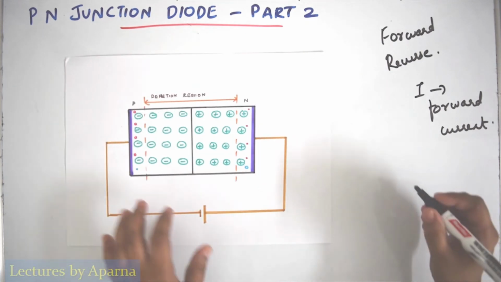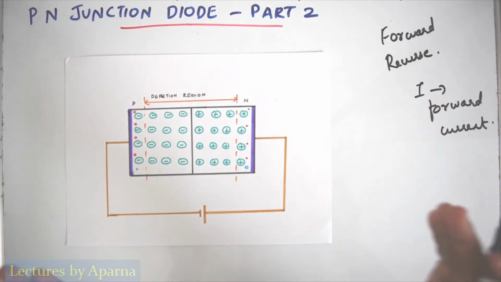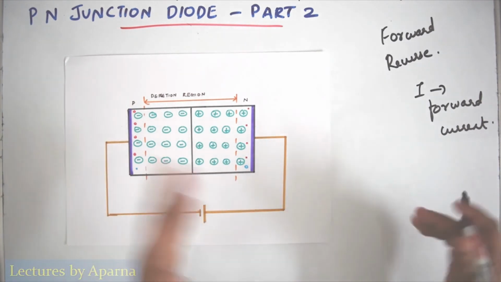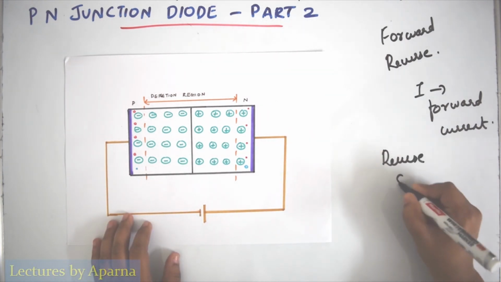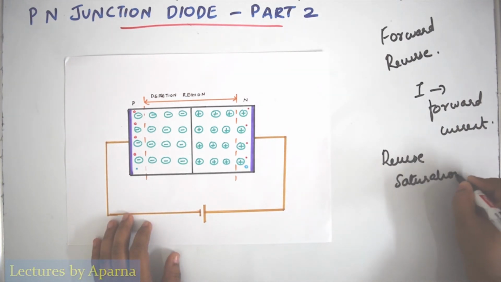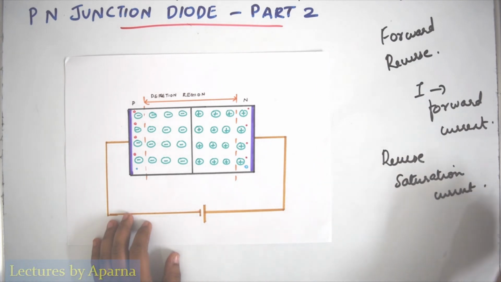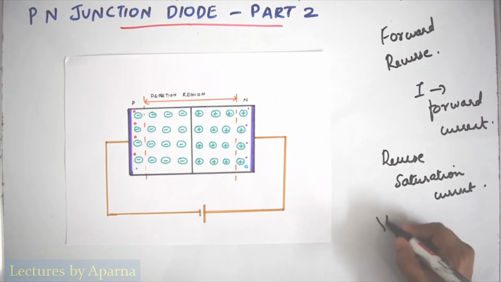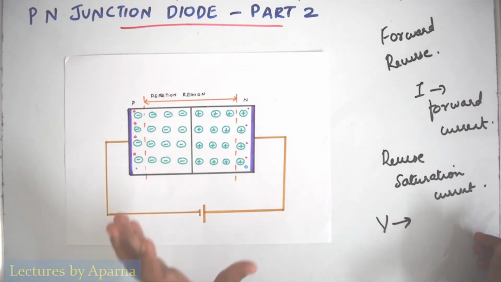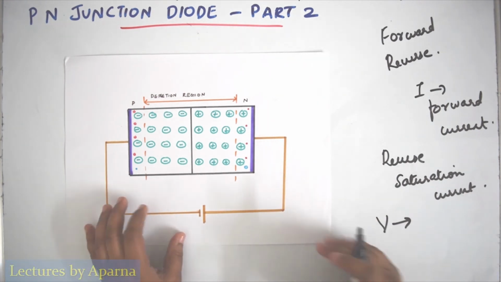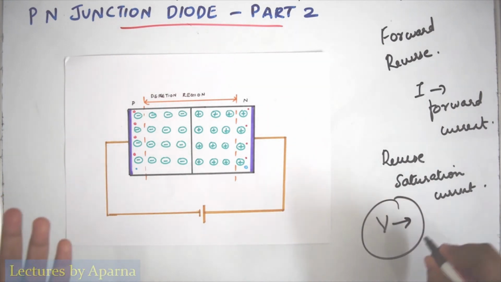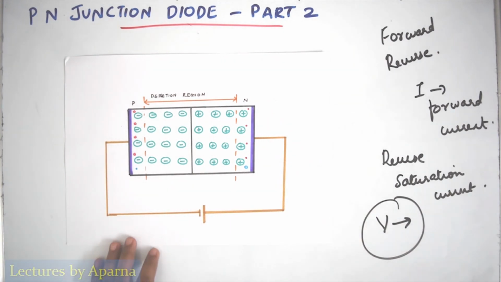This current remains constant up to a particular temperature. So when temperature is made constant, this current, which is known as reverse saturation current, will be constant up to a particular voltage. But when this voltage reaches a particular value, the diode will break down. Breakdown means at that particular voltage, the current due to the minority carriers will increase abruptly, and that voltage is known as the breakdown voltage.